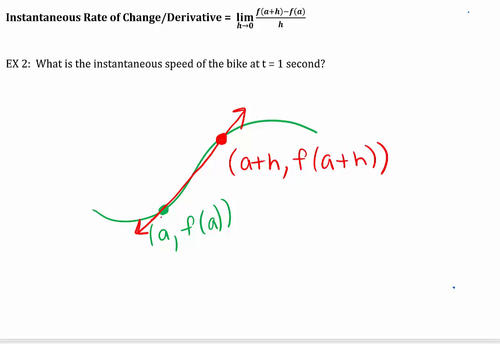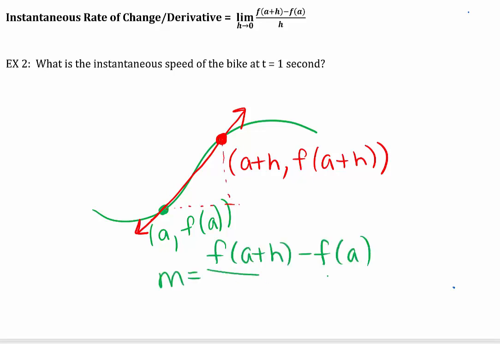So the idea is we basically just went over h units, and then its output would be f of a plus h. So now my slope is going to be change in y, f of a plus h minus f of a, divided by my change in x, which is a plus h minus a. The a's cancel out in the denominator, and I am just left with an h in that denominator.